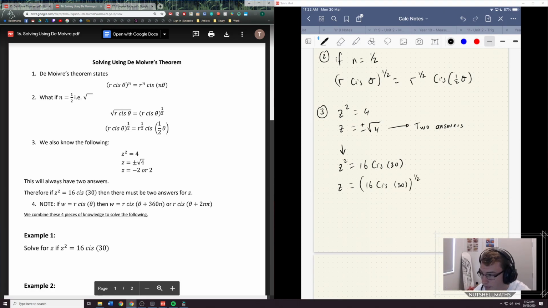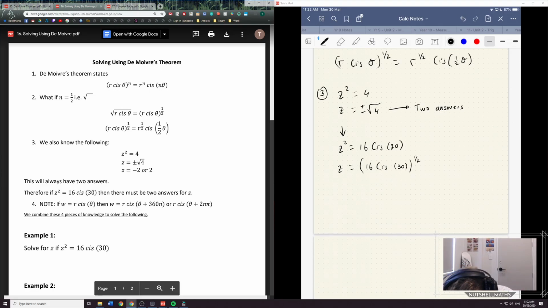Like this. And I follow this through using the de Moivre's theorem we just talked about, where this becomes the square root of 16, which is 4, cis, and we're going to times 30 by a half, 15. Right? But the problem here is we must have 2 answers. That's the fundamental theorem of algebra. We must have two answers.